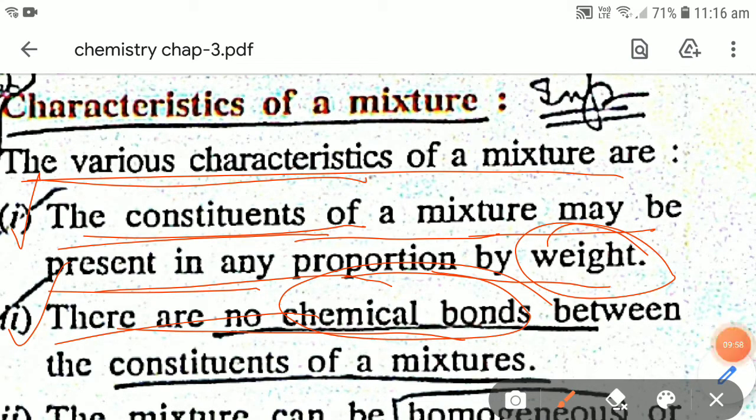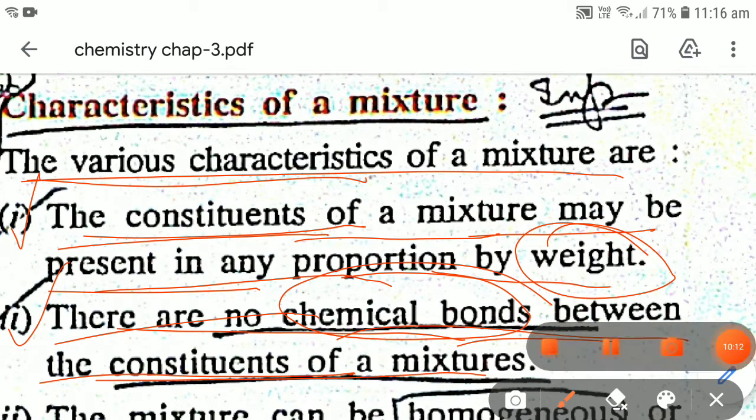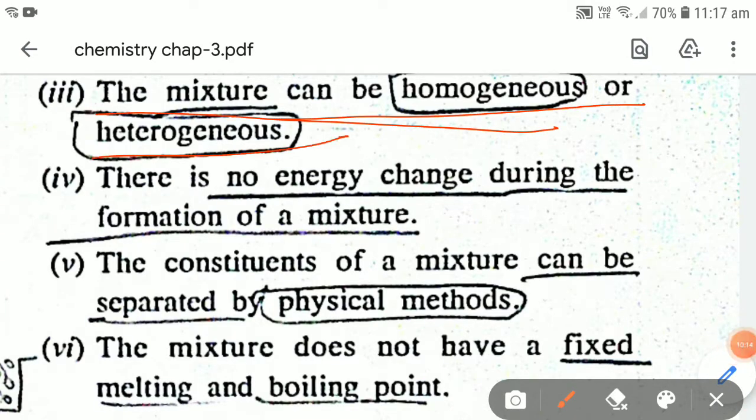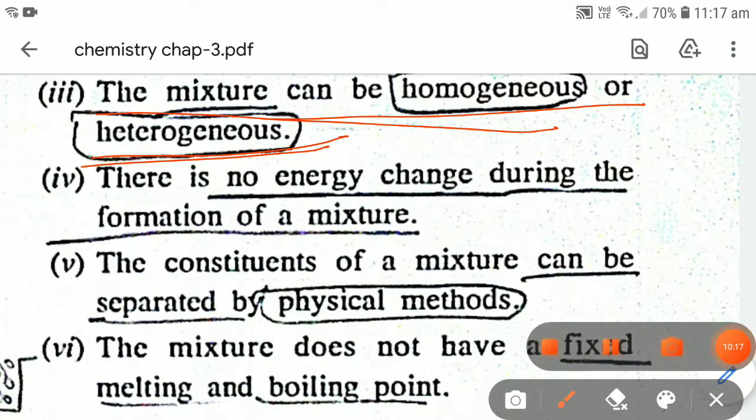I told you that chemical methods are used only to make pure substances and physical methods are used to create what? Impure substances. So there are no chemical bonds between the constituents of a mixture. The mixture can be homogeneous or heterogeneous, whereas in pure substances the mixture is only homogeneous. Why? Because in pure substances we use chemical methods. To understand it better, please watch the part 1 and part 2 lessons on this chapter.